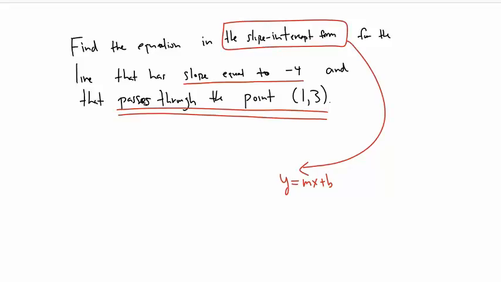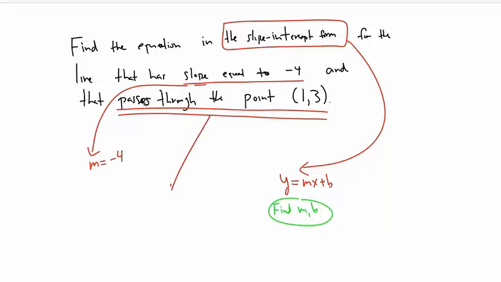To directly find this equation, we need to find the numerical values of m and b. This first property gives us the value of m. It says m equals minus 4. So we have m. What about b? Well, this other property gives us a point on the graph, which is a solution to the equation.